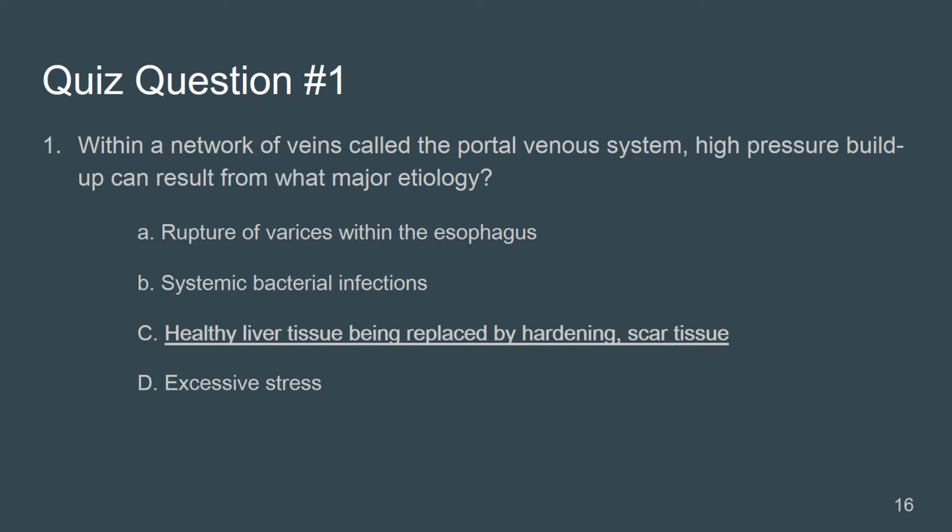Number 1 is C. Healthy liver tissue being replaced by hardening scar tissue. What happens is that due to liver damage, you have a backup of pressure within the portal venous system. And this is what is known as portal hypertension.